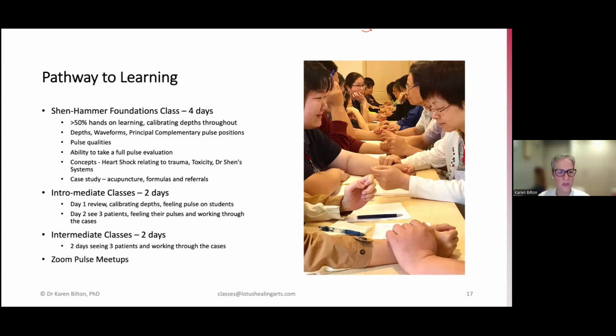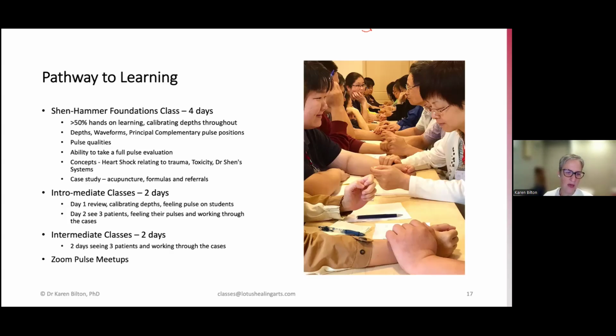The intermediate classes are 2-day classes. Day one is review, where we have a classroom situation where we do a bit of didactic learning, and then we get our hands on pulses and calibrate, try and clear up what we can. And then day two, it's just seeing patients, where I fill out the pulse form of 3 patients in the morning, and then in pairs, people go through and find all the pulse qualities on those patients. And then in the afternoon, we do a workup of each of those patients, and together we come up with a treatment plan, a management plan.